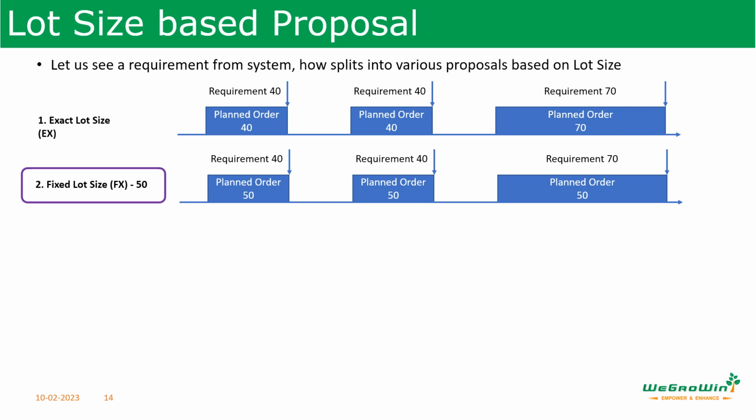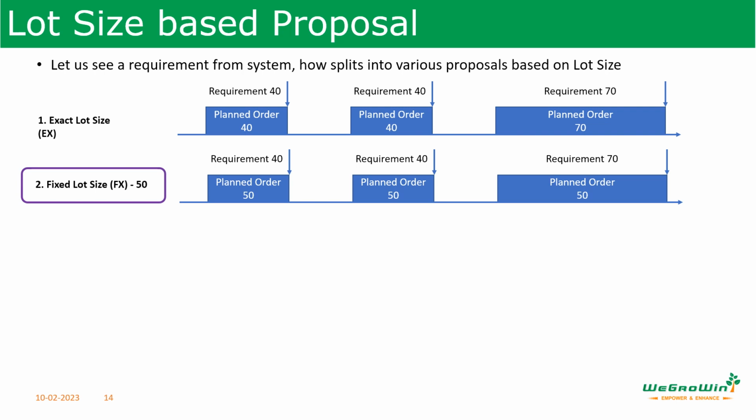The third period requirement is 70. Now we already have planned orders for 100, but the requirement was only 80, so there is a 20 excess. The requirement in the third period is 70, so 70 minus 20 is 50. The system gives one planned order for 50. This is the case of fixed quantity, a fixed lot size with the quantity of 50.